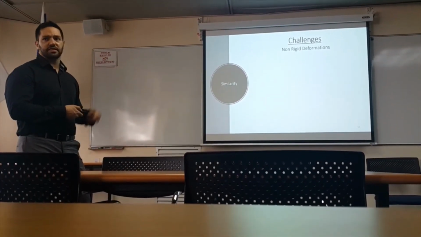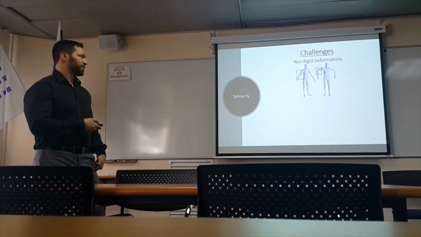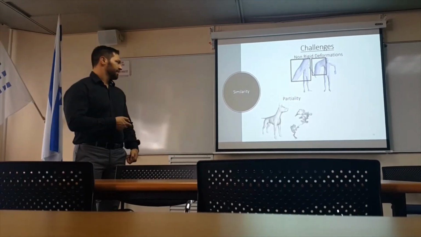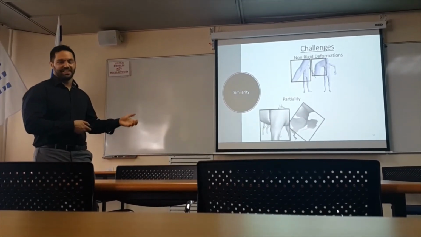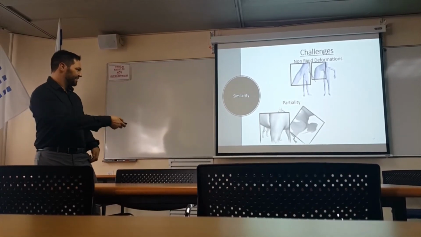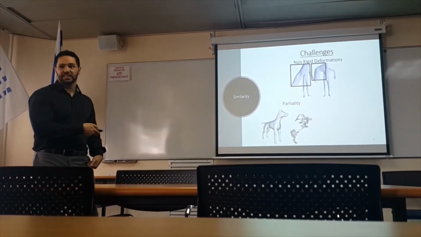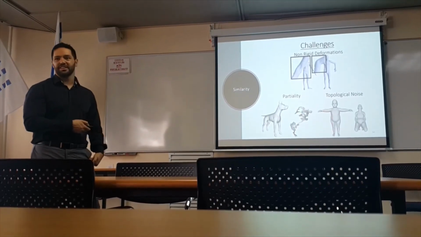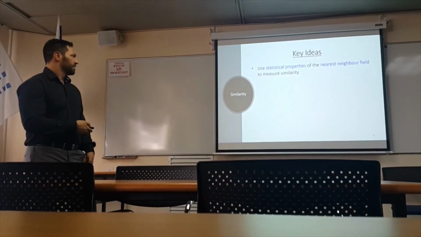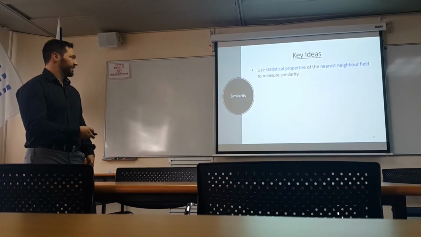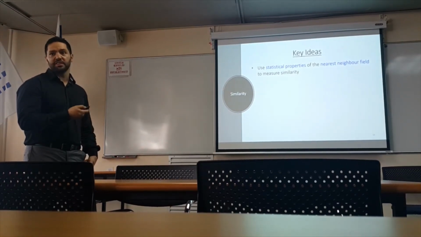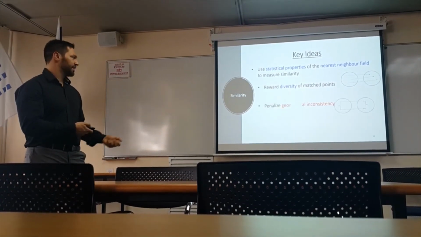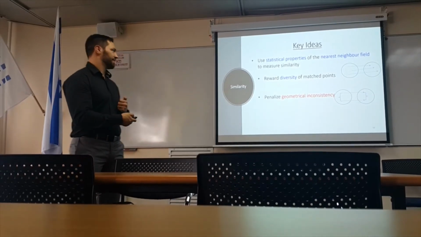So what are the challenges? Let's remember. Non-rigid deformations, local shapes don't look the same. Partiality, local shapes look even less the same, and geodesic distances are inconsistent, and finally, topological noise affects local shapes and geodesic distances even more. So the key idea of the similarity, let's reiterate, is usage of statistical properties instead of trying to minimize low distances. We want to reward diversity and to penalize geometrical inconsistency.